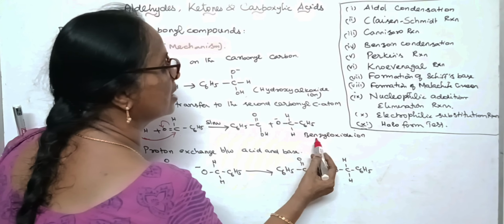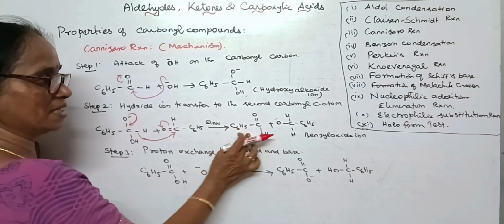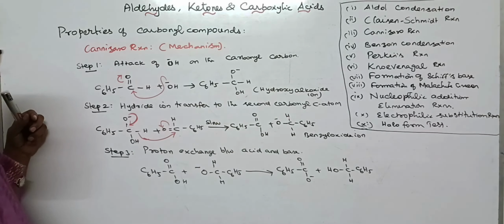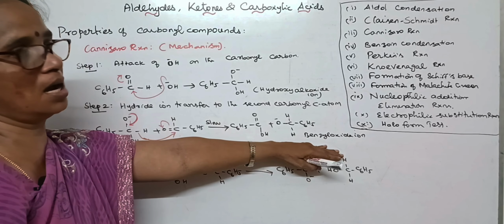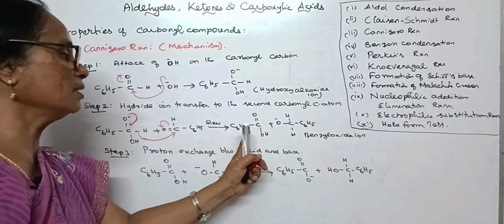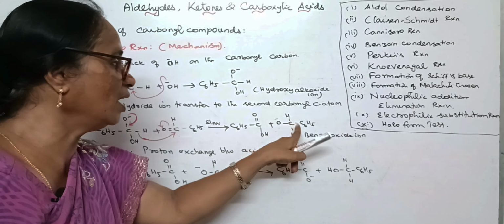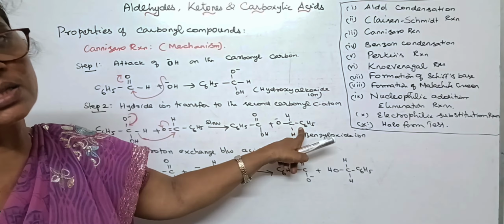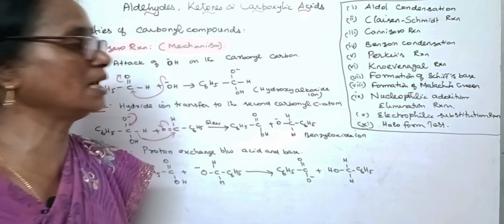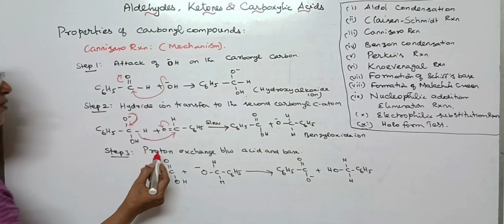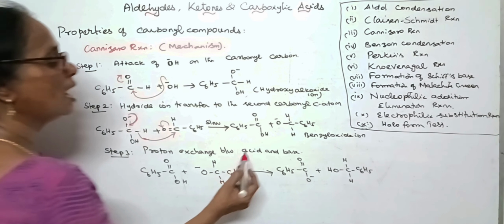So we are getting benzyl oxide ion and carboxylic acid. This is benzoic acid and it is benzyl oxide ion. We need to have benzyl alcohol. So what happened from the benzoic acid, this proton will be transferred to benzyl oxide ion. So we will get sodium benzoate and benzyl alcohol will be formed. Here we can find the proton exchange takes place between acid and base.